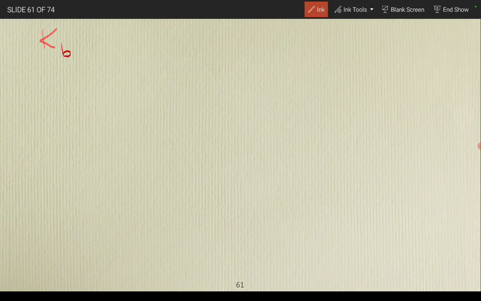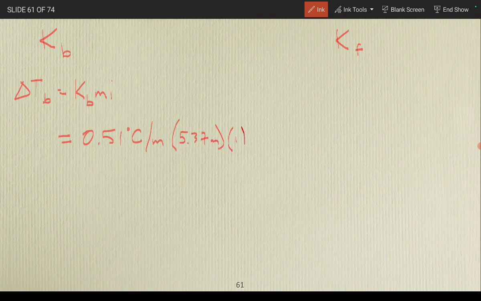So for KB, and then I'll do KF on this side. So we've got delta TB is equal to KBMI. So KB is going to be, let me say, 0.51 degrees Celsius per molal. M is just going to be 5.37 molal, and then the Van't Hoff factor is just going to be 1. So we'll see the boiling point is going to increase by 2.7 degrees.